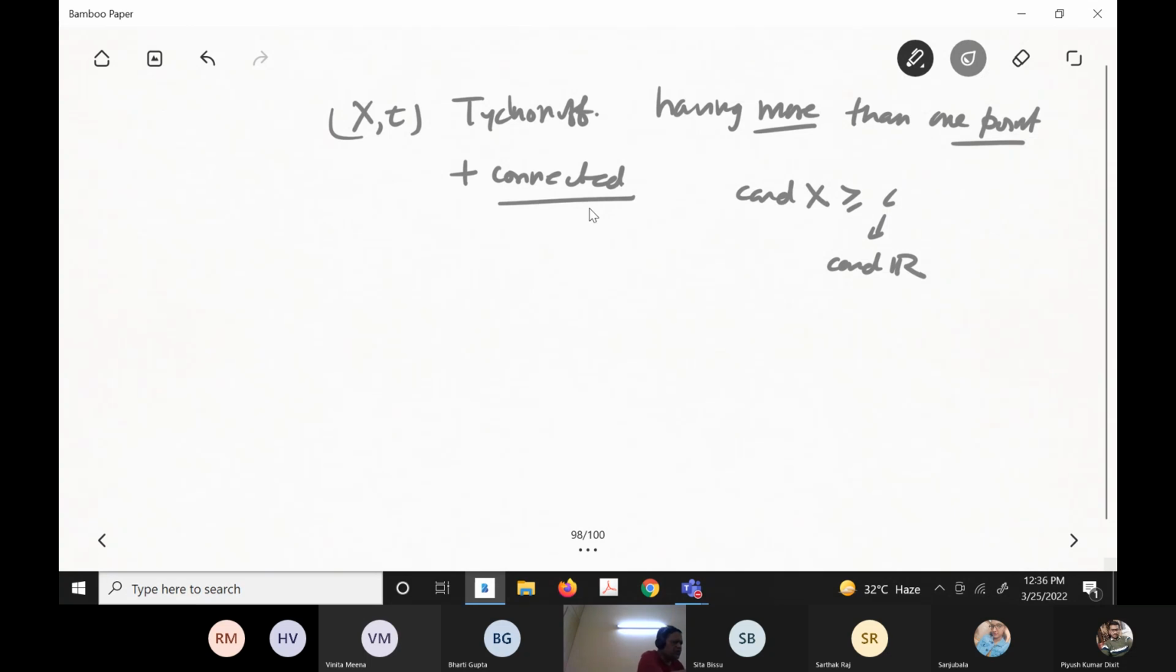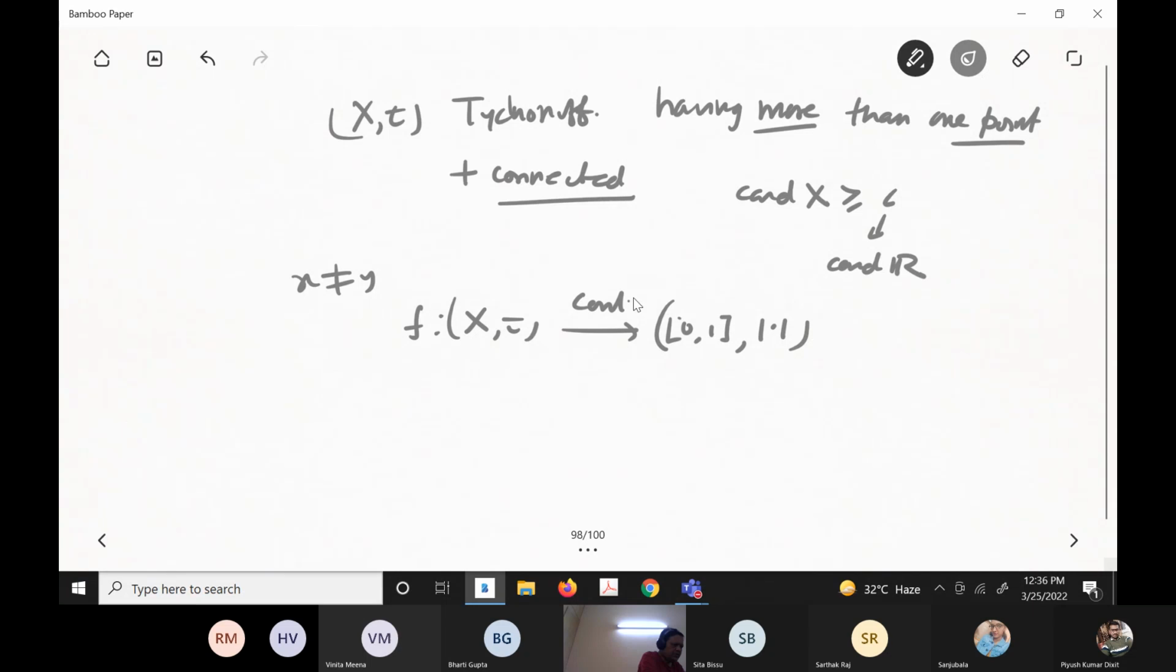Now look, I am giving you a Tychonoff space having more than one point and connected. Then it has to be really big. How to prove it? Since it is Tychonoff, remember that it means, in particular, completely regular. So you have 2 points here, and because of this I will get a continuous function f from X to [0, 1].